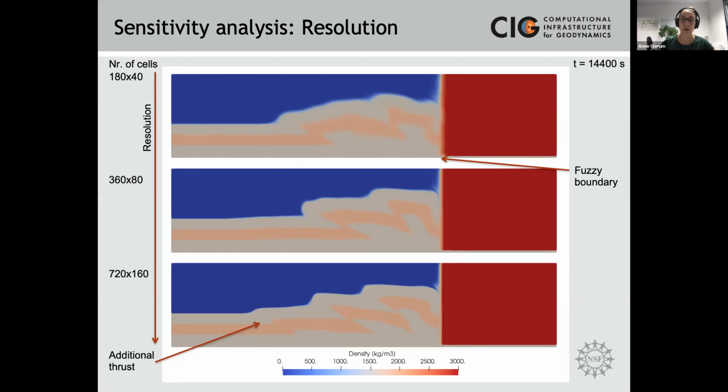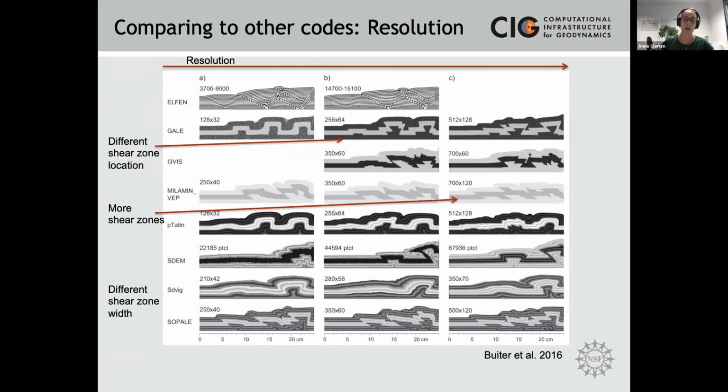And this is what was seen throughout the results of the modeling study. For example, this is one figure from the paper. And here resolution increases from left to right, and then the different rows represent model results for different software. So what we can see here is, for example, in this example, that the location of the shear zone varies a little bit with resolution. Additional shear zones form, and especially if you look at the strain rate field, the width of the shear zone changes with resolution.